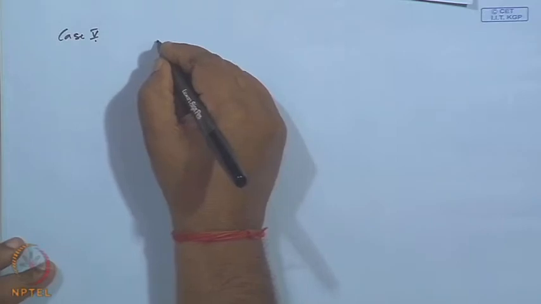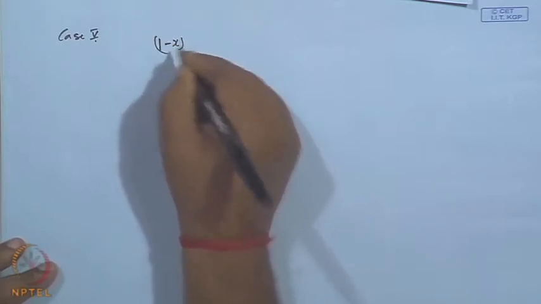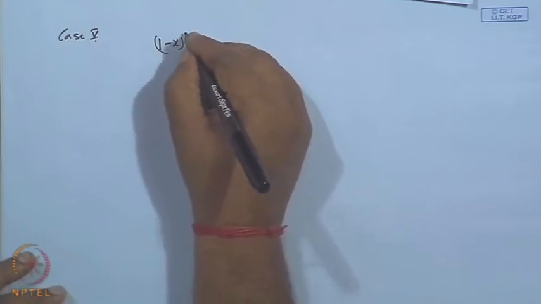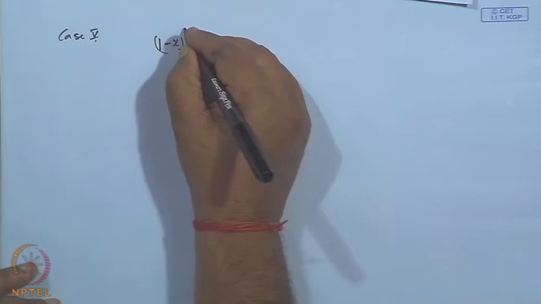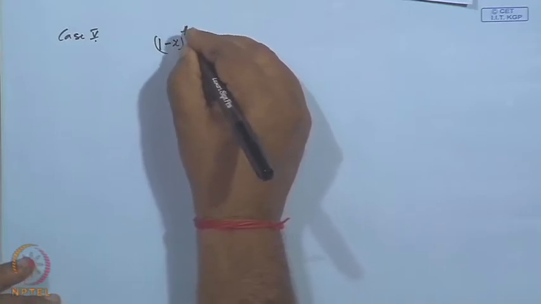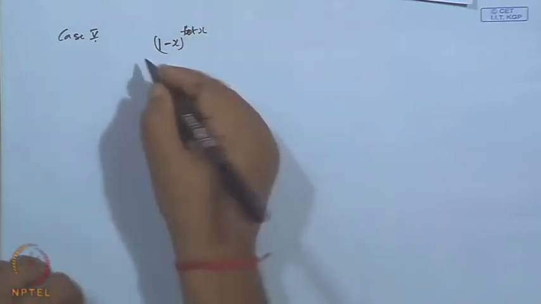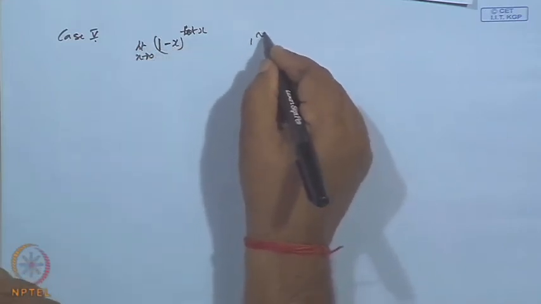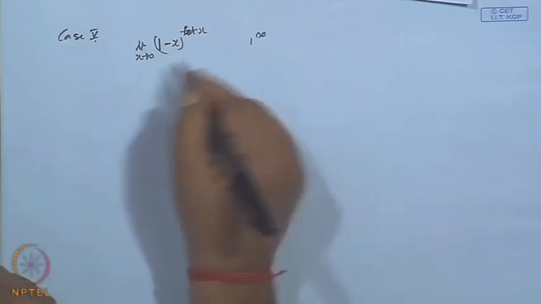Okay. So, we can say another form infinity, and let us take one more example. Suppose I take 1 minus x, x tends to 0, to the power cot x, and x tends to 0. So, this is the 1 to the power infinity form. Okay. So, how will you do it?